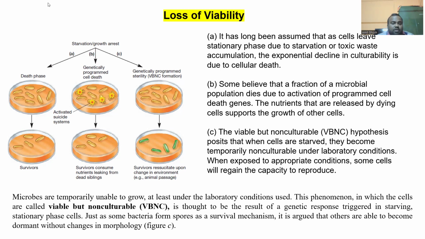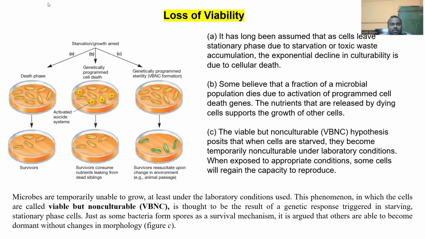So here in panel B, we can see that genetically programmed cell death is an activated suicide system, and we will get some survivors that consume nutrients leaking from dead siblings. So we can explain this phenomenon.